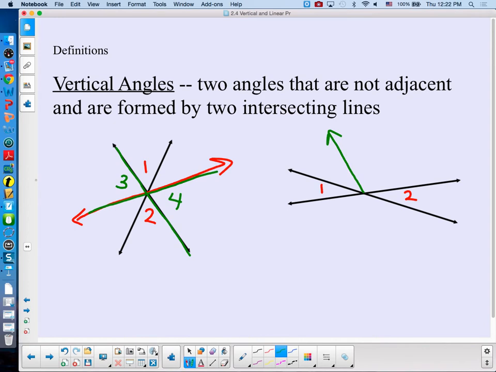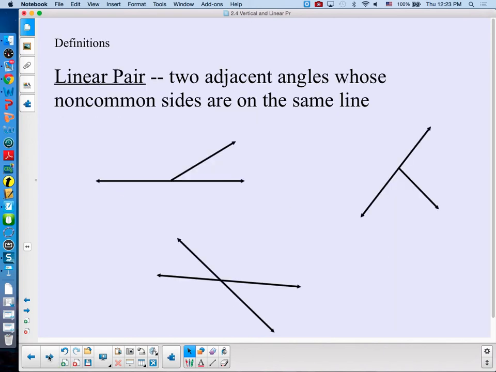And it gets kind of tricky if they put just an extra one here. Would 1 and 2 be vertical? No, they're not formed by the same 2 lines. 1 is vertical to nothing in the picture right now. We would have to extend that line in order to figure out that 1 and 3 are vertical. Okay, so it's the same 2 lines. They're across from each other. Those are called vertical angles.